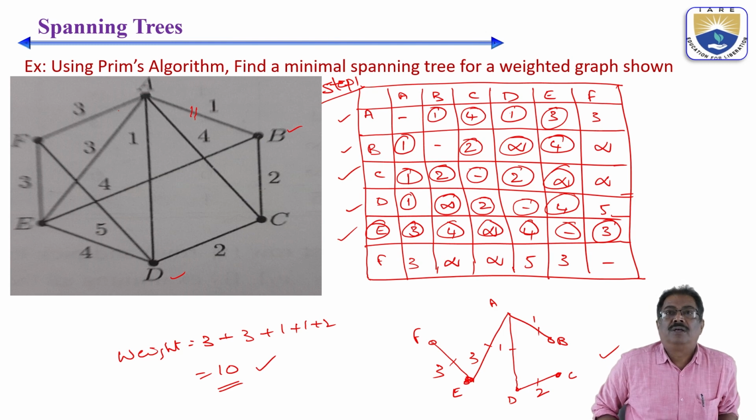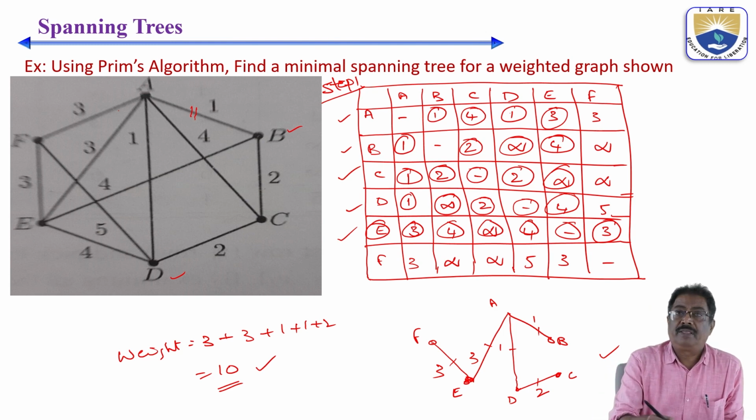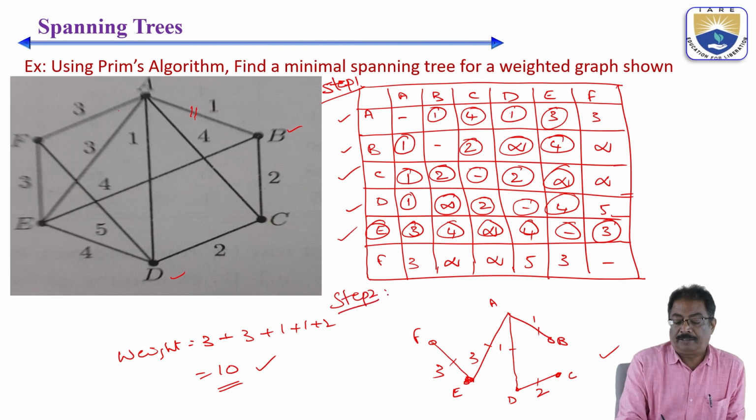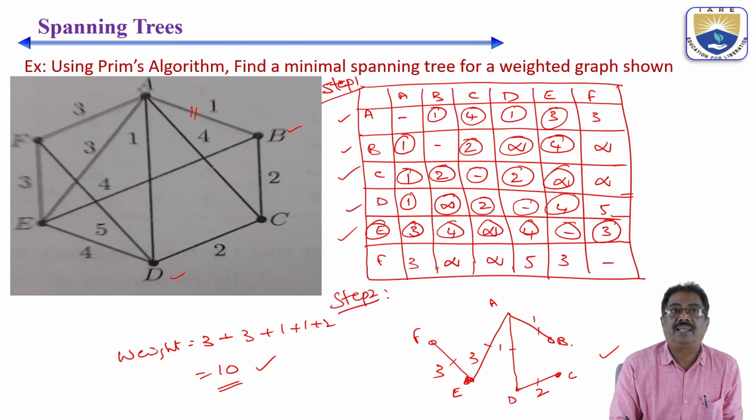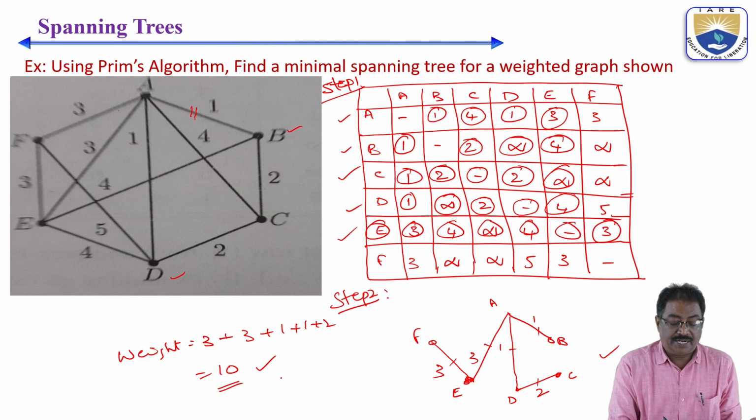So with this, step 1 is going to be tabulating, step 2 is we are going to consider selecting the edges, and next step 3, we are repeating the process until the number of edges is equal to n minus 1, where n is the number of vertices. Subsequently we can get a spanning tree.